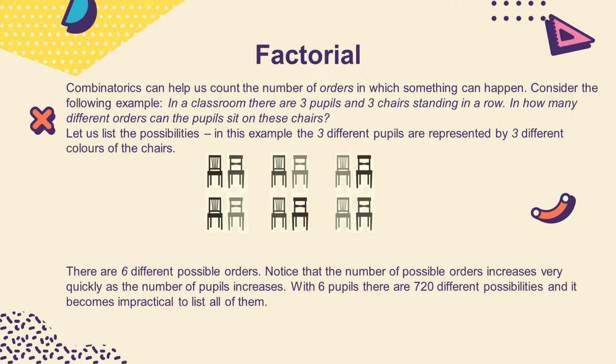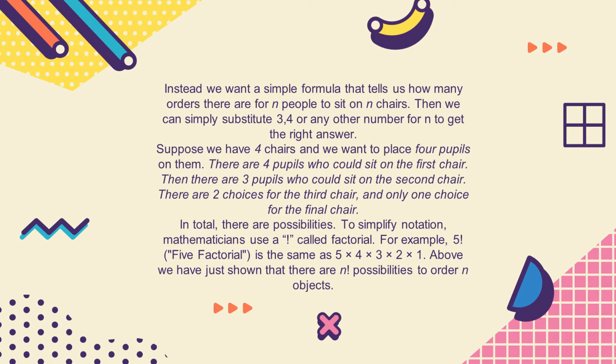But we can notice that the number of possible orders increases very quickly as the number of people increases. For example, if there are six people, then there are 720 different possibilities and it becomes impractical to list them all. Instead of all these lengthy calculations, we want a simple formula that tells us how many orders there are for n people to sit on n chairs.